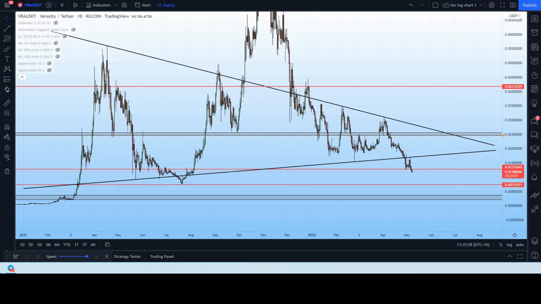We're going to dive right into VRA today. We had a little poll on Twitter asking which coin you would like to see analyzed. We had an overwhelming response towards VRA. Obviously, the VRA community is quite strong, so we're going to dive right in.